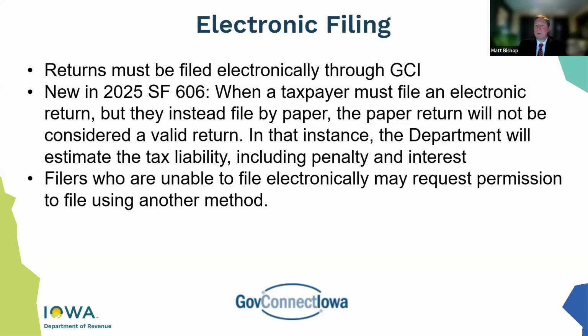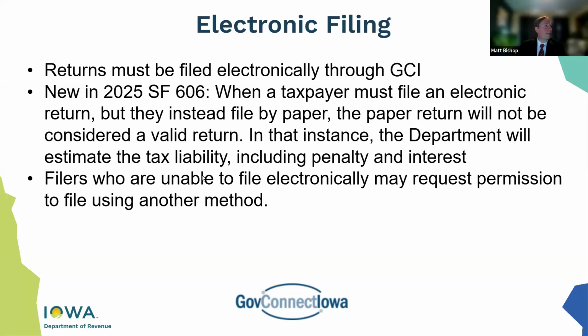If you file a paper return, we may not be able to process it. We may not even know we've gotten it. And in that case, once again, we might send you an estimated billing and you'll need to contact us to get that sorted out. So like I said, starting in July, hopefully everybody's already filing through GCI, but if you're not filing through GCI yet, please get that sorted out and start filing in GCI. Or we do have exceptions for people who are unable to file using GCI, and you can contact the department for more information on any sort of exception.